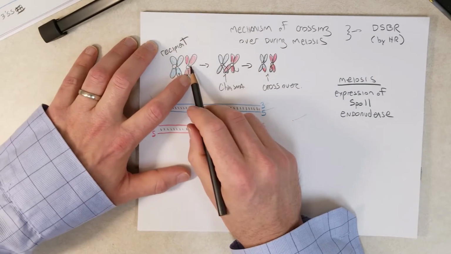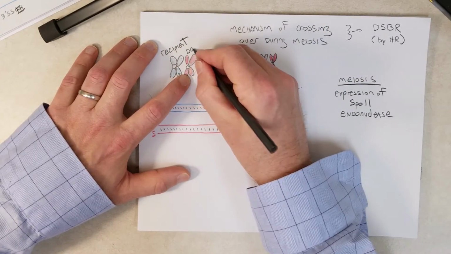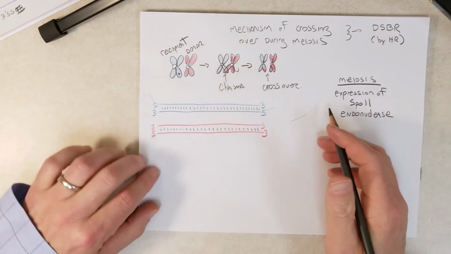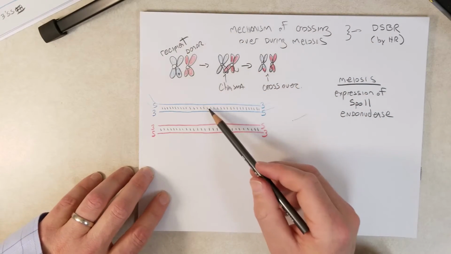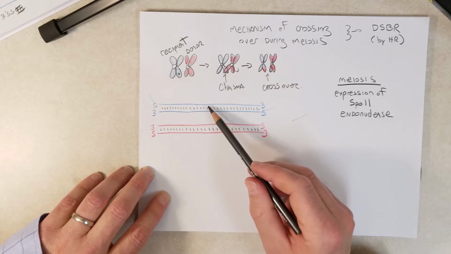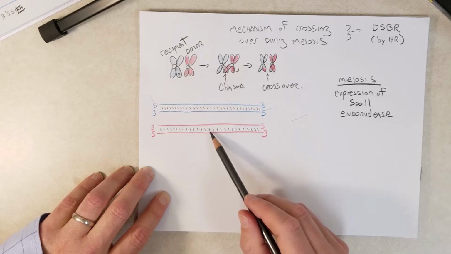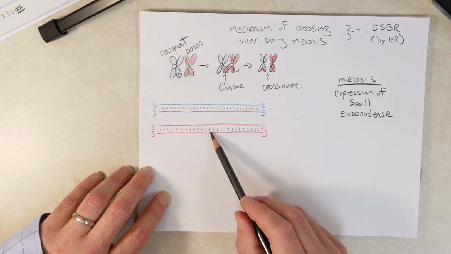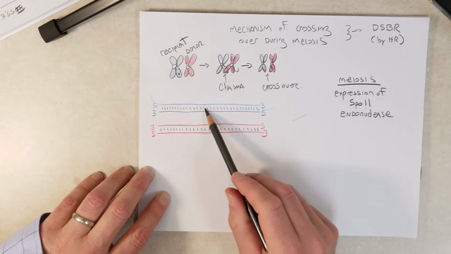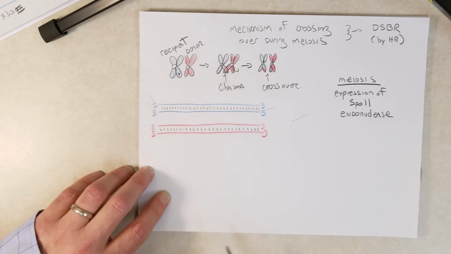And the one that is not getting the double-strand break will be called the donor. The reason is that once this double-strand break is put in here, it's going to need to be repaired, and it's going to receive genetic information from this one down here. The red one here is going to donate the genetic information. This is going to receive the information.